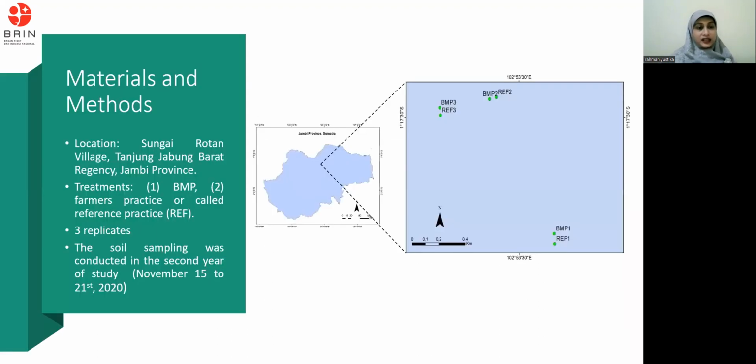The location of the study was in Sungai Rotan Village, Tanjung Jabung Regency, Jambi Province. The treatments were first BMP and second farmer practice, called the reference practice. There were three replicate sites for each of BMP and reference, and the soil sampling was conducted in the second year of study, in November 2020.